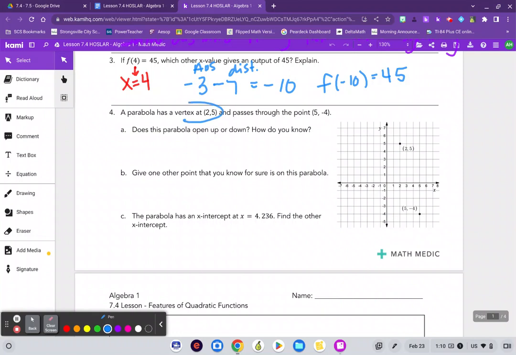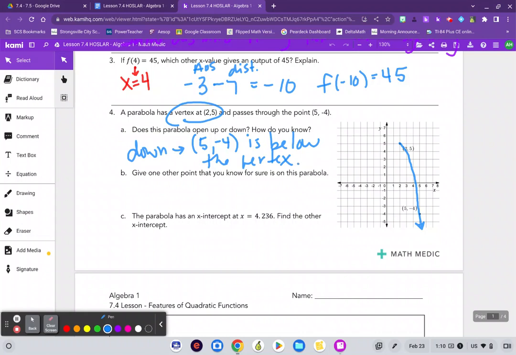Well, if my vertex is at (2, 5), then in order to get to the other point, my parabola is going to have to open down. I'm going to say because (5, -4) is below the vertex. It wouldn't make any sense for my parabola to open up if the vertex is above the other points.